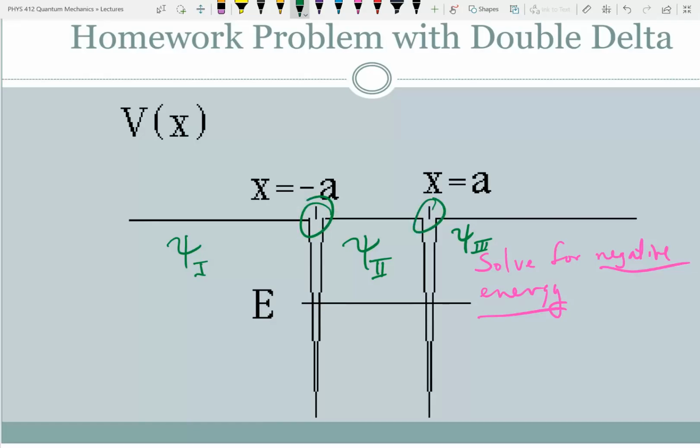And of course, your boundary conditions are twofold. Number one is that psi 1 has to be psi 2 at minus a, and psi 2 has to be psi 3 at plus a. Number two is, because this is an infinite well, you don't have continuity of the slope. What do you have?